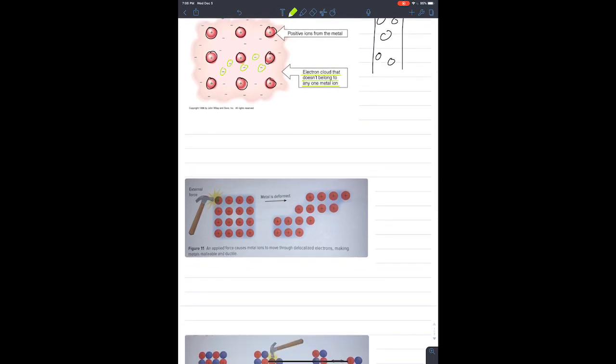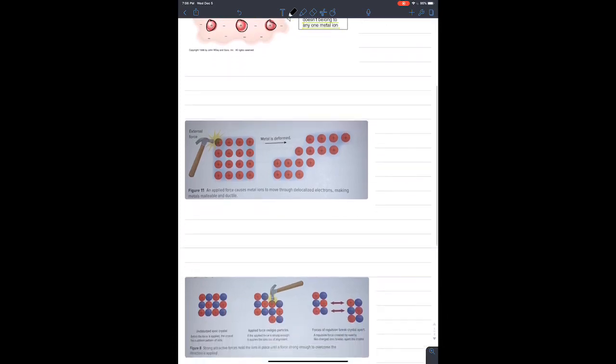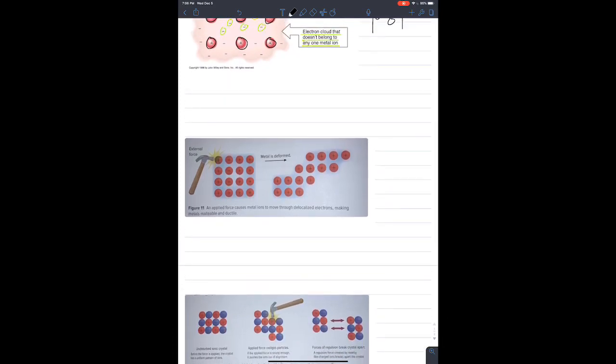I took these pictures with the textbook and imported them in here. First of all, the ability to deform a metal. This is malleability. Okay, you can see here you have an external force in the form of this hammer. If you picture this as a metal, you have your cations in there, and the blue cloud around it is the electron cloud of shared electrons.